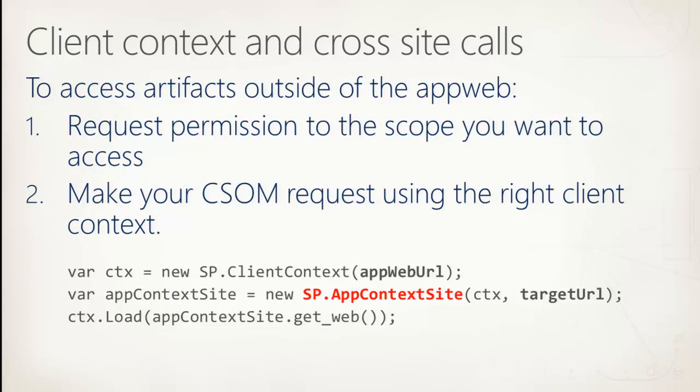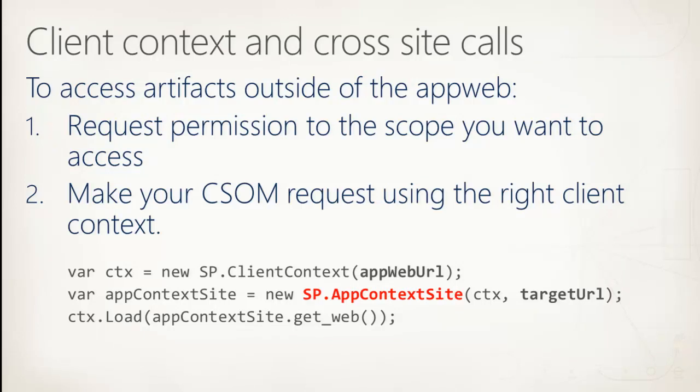If you want to access artifacts that are outside of the app web, you have to do two things. The first thing is request permissions to the scope that you want to access. And the second thing is make your CSOM request using the right client context. If you try using the client context of the web that you have and accessing lists that are in another web, you're going to get a lot of unauthorized messages from the server.